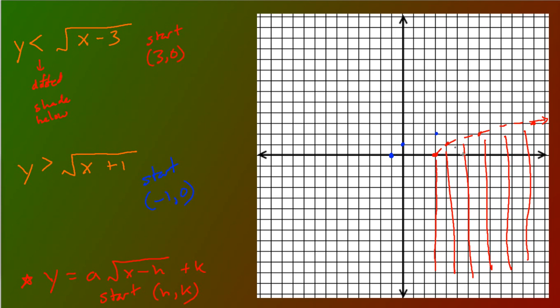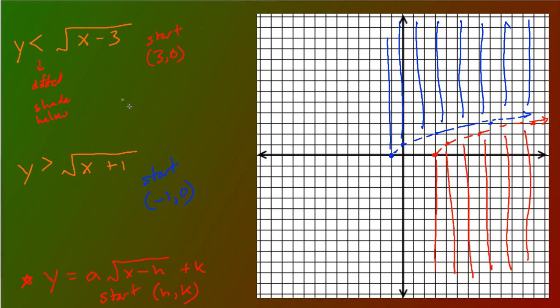And square root of 9 is 3. And this is also dotted. And then this one shades above. Notice it's only where this actual line is. I'm not shading over here, notice, because I don't have any negatives.